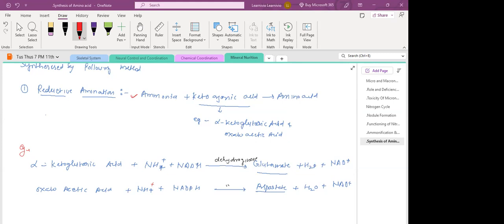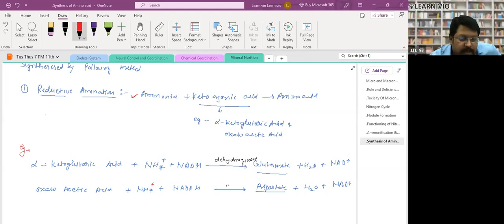Just quickly go through your NCERT and ask me if you have any doubt or question. Sir, what is critical concentration? Critical concentration is that concentration beyond which a particular element becomes toxic.